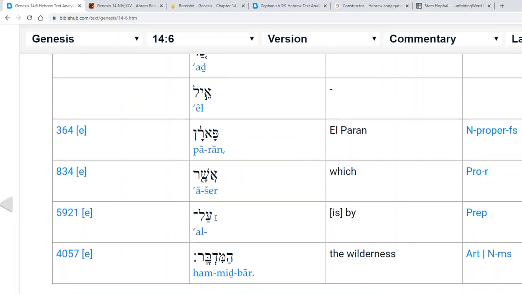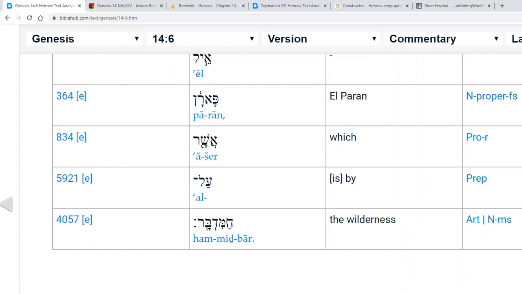Asher is the relative pronoun. Al is the preposition with the ayin. Ha midbar, so hey is the article. Midbar, they're translating as wilderness, right? We often translate that as a desert. Literally, the root you would say is Dalet Bet Resh, which can be really complicated. Why Midbar is a place of speaking, maybe of things.